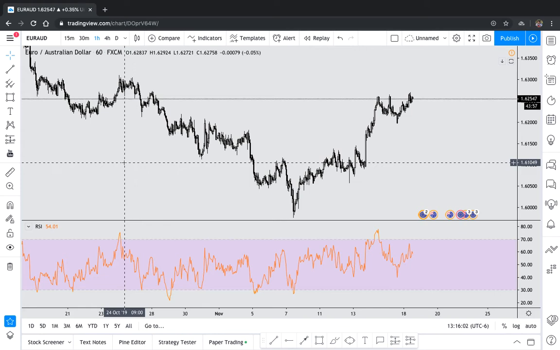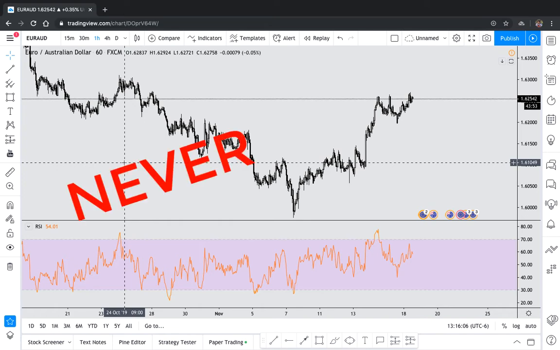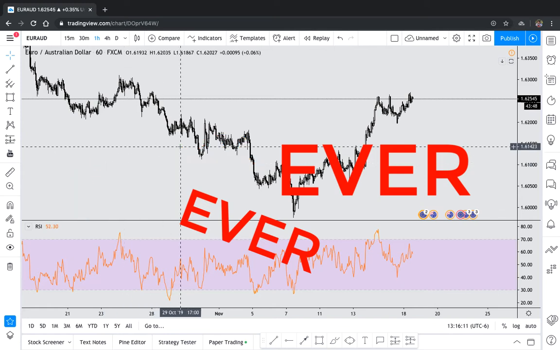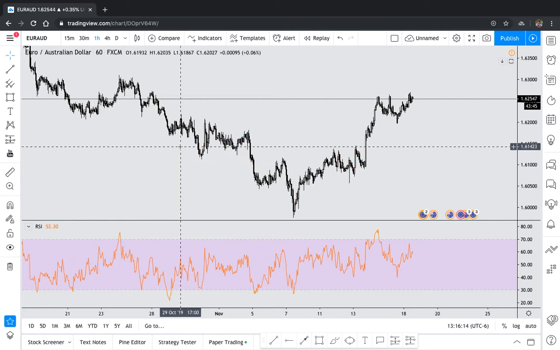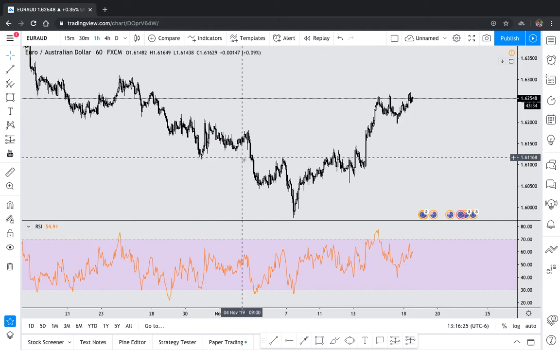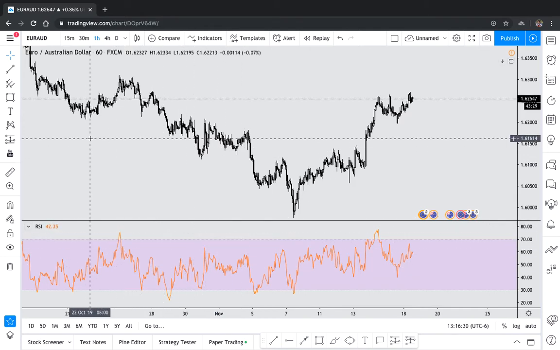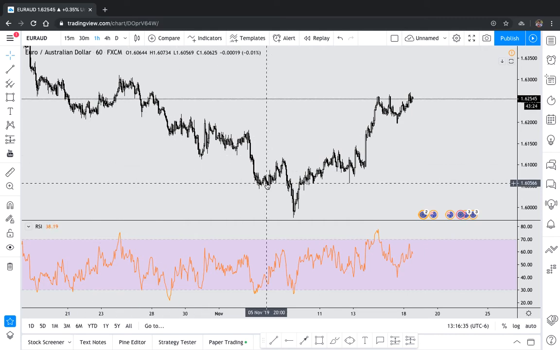Now, the one thing I want to get clear in this video is that you should never, ever use indicators in your Forex trading. I can't repeat that enough. Just don't use indicators. And in today's video, I hope you understand why. Even if you're using something other than the RSI, just don't use indicators. Just don't.